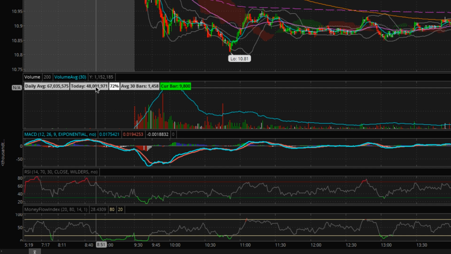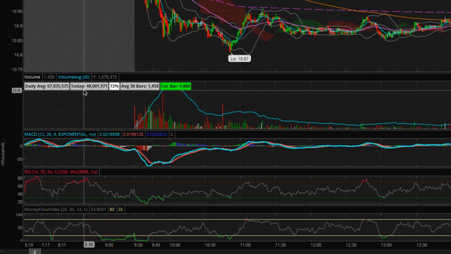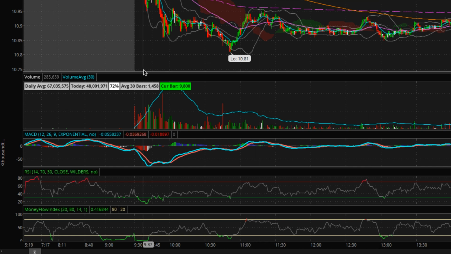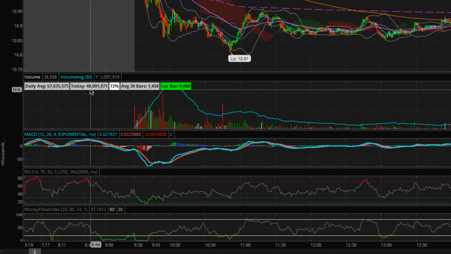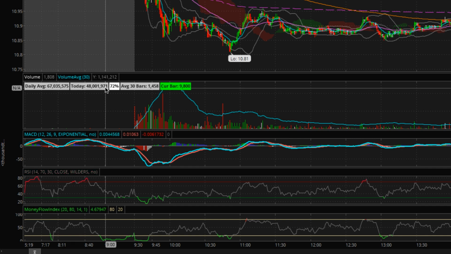Now that level of unusual volume is something that you can customize in the settings for the script. The next box is going to be the percentage of today's volume against the average 30-day volume. So here in this chart of AMD, the volume for today was 48 million, and the average volume is 67 million. So as you see here, AMD had 72% of its average volume today.